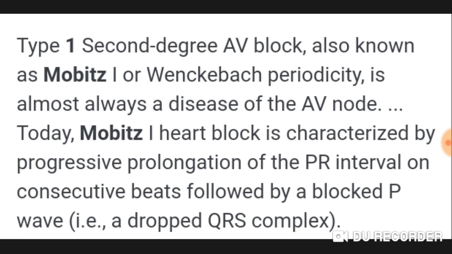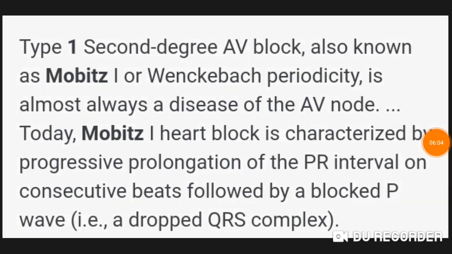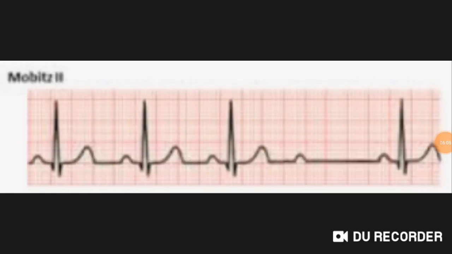Type 1 second degree AV block, also known as Mobitz type 1 or Wenckebach periodicity, is almost always a disease of the AV node. Mobitz 1 heart block is characterized by progressive prolongation of the PR interval on consecutive beats followed by a blocked P wave, a dropped QRS complex.